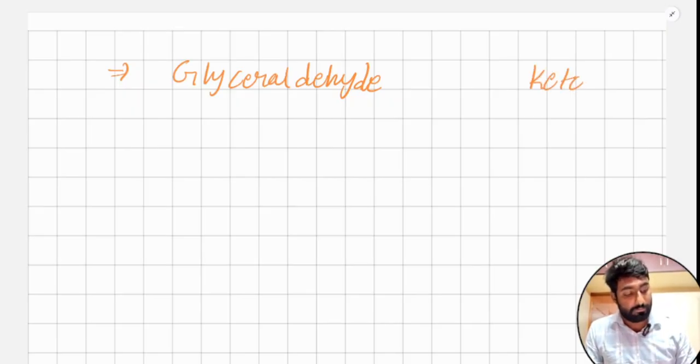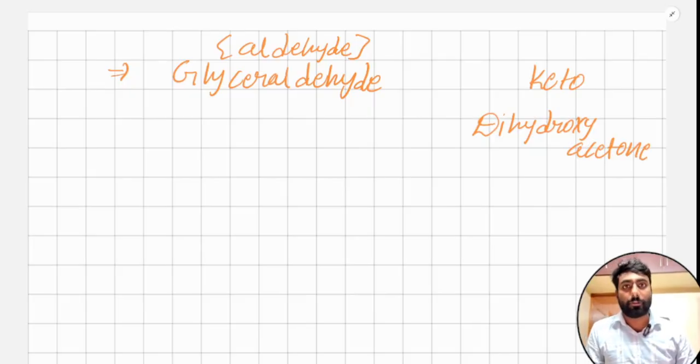And what is that similar thing which has a keto group in it? Keto group, it is your dihydroxyacetone. You have glyceraldehyde with aldehyde, and the keto one is dihydroxyacetone. Okay, let us see the structure of glyceraldehyde and your dihydroxyacetone.